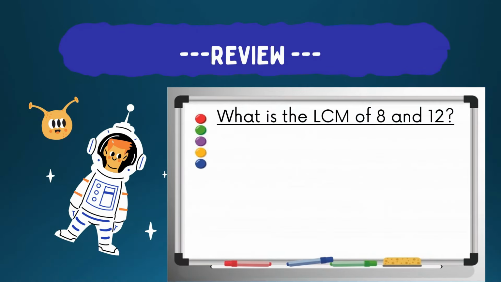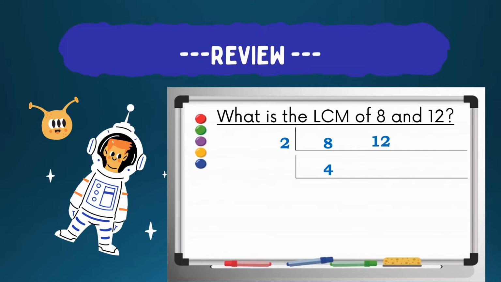Now, let us try to solve the LCM of 8 and 12 using continuous division. Again, determine which prime numbers are both divisible by 8 and 12. 2 is divisible by both numbers. 8 divided by 2 is 4. 12 divided by 2 is 6. Since 4 and 6 is still divisible by the prime number 2, let us again use it as our divisor. 4 divided by 2 is 2, and 6 divided by 2 is 3.